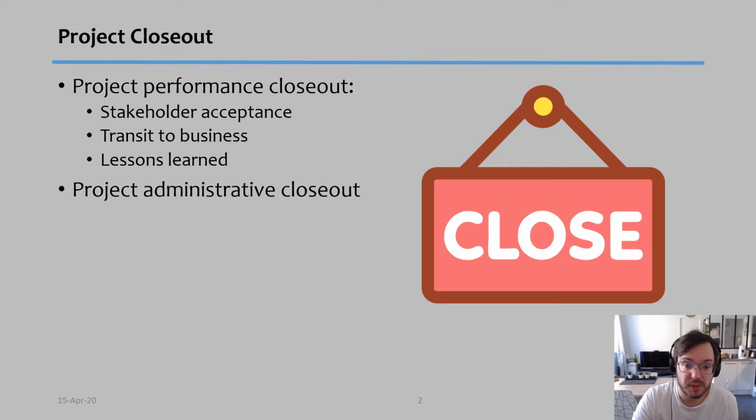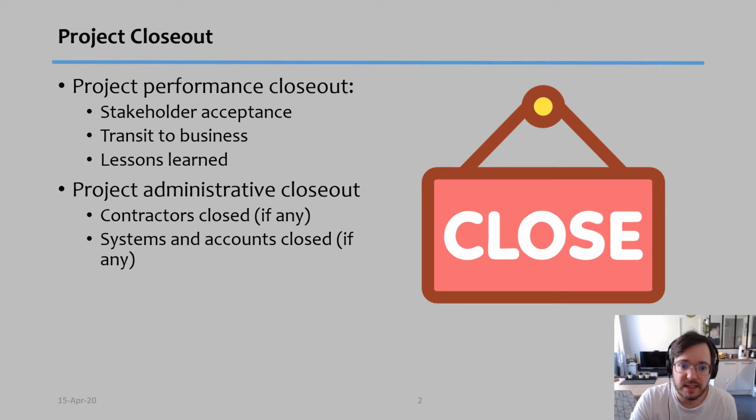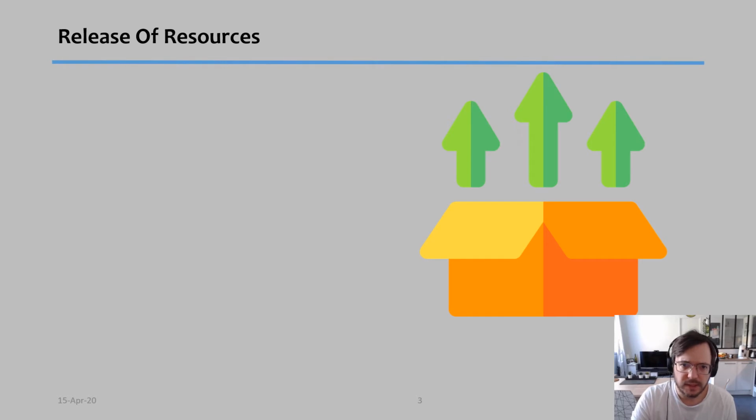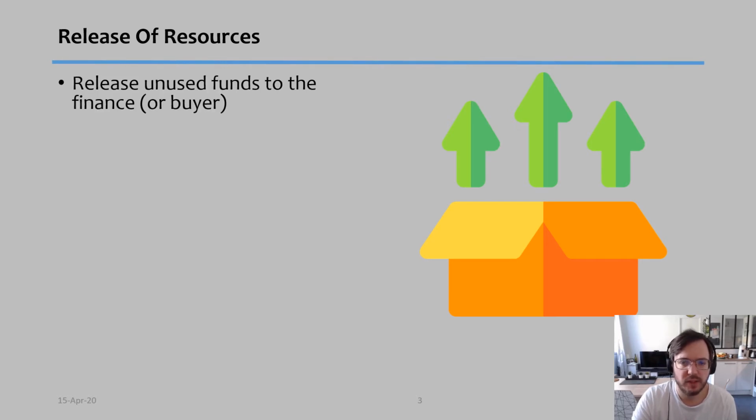There is a project administrative closeout, where, for example, you're going to make sure that all the contracts you currently have running are closed, and if you have any systems or accounts that you used, that they are closed. Again, if any, sometimes you don't have any of this. You release the remaining resources or you terminate them, for example, close bank accounts that you opened on purpose for the project. And obviously that all the documentation has been completed and can now be archived in the proper manner. So this release of resources means that you might have to release certain things that you still have at the end of the project and you're not going to need.